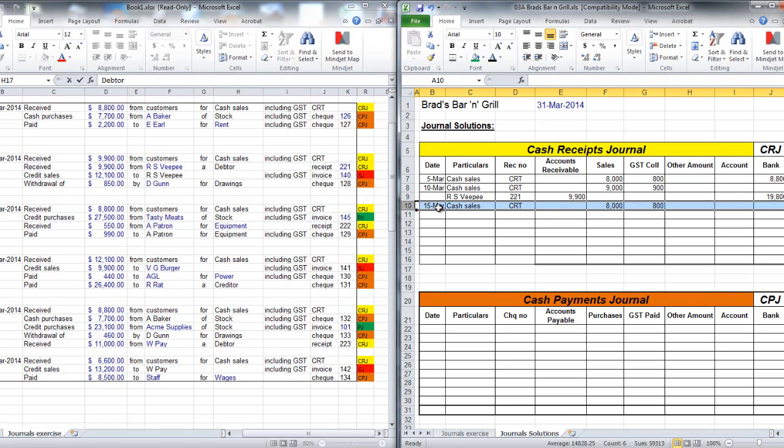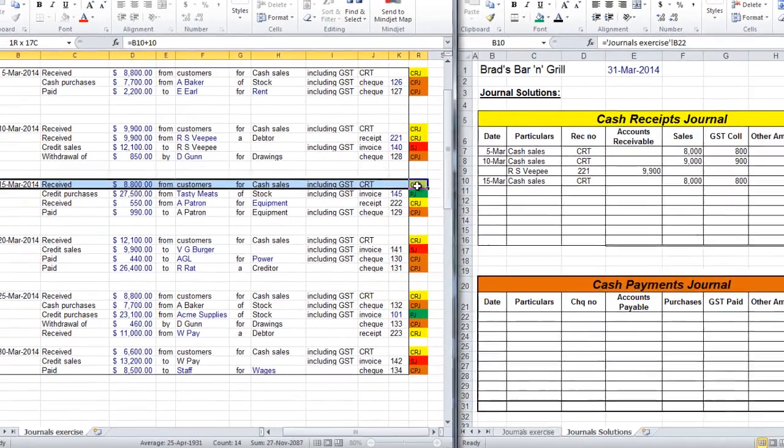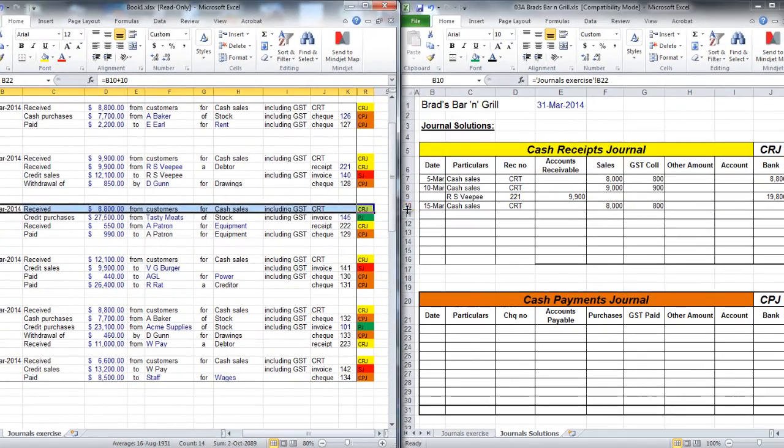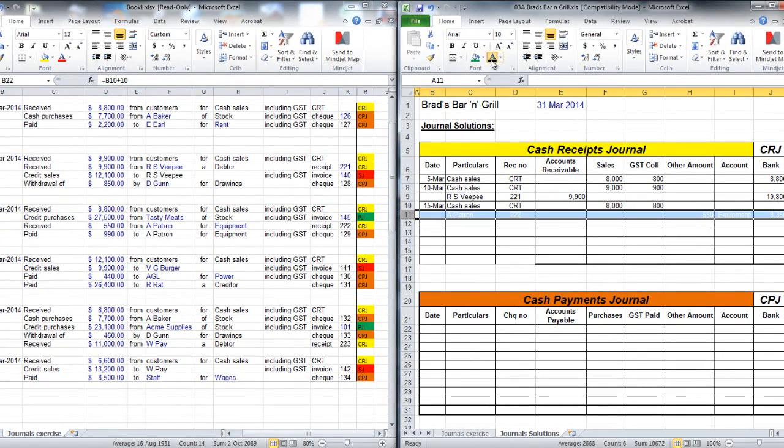So in this case, another cash sale on the 15th. Got that just here. We've got a cash sale, CRT, then we split up for GST, and there is nothing there. So, well, there's another yellow one there. So that's why it's important to do the colours first, and we concentrate on the yellow ones first.